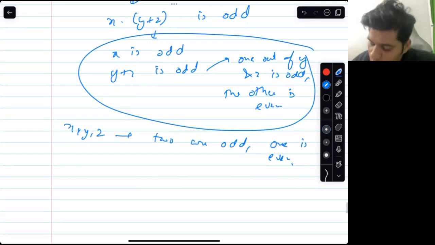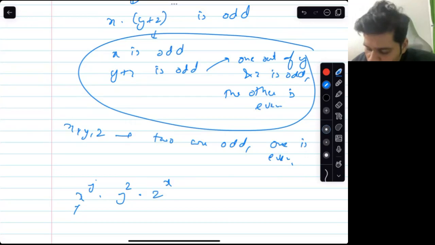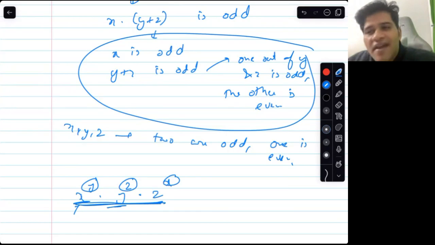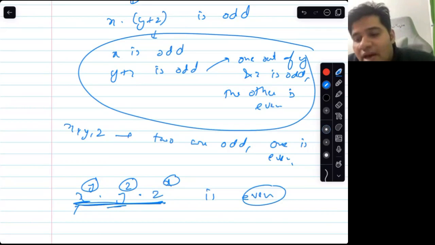And what does that tell me about x is per y, y is per z, z is per x? Don't worry about the powers. Look at the bases. At least one of them is even. If at least one of them is even, then the product is always even. Means the product is always even. The product can't be odd. Is this clear or not clear?